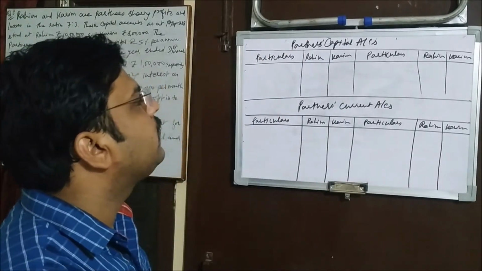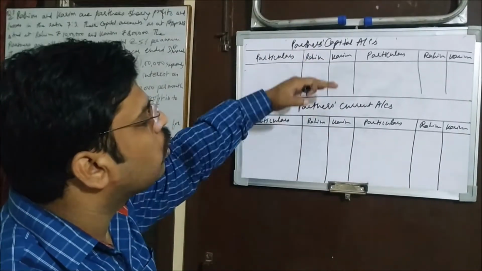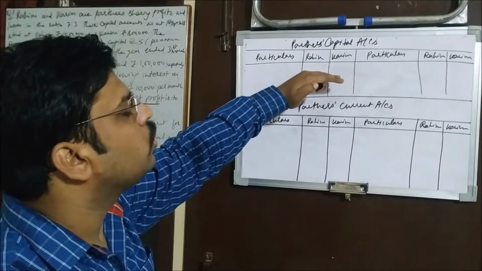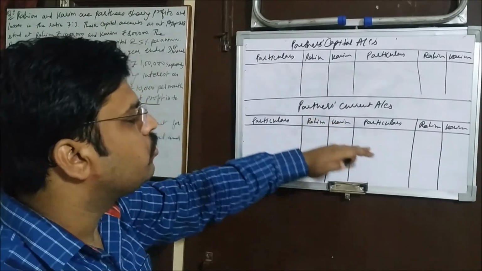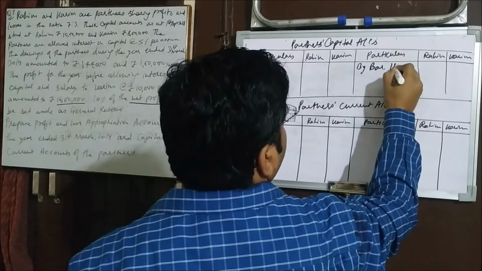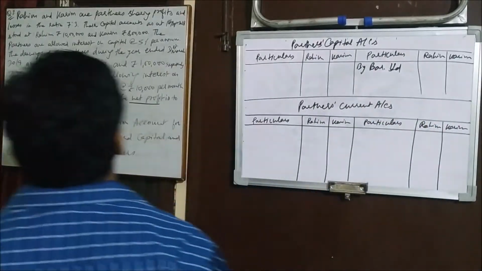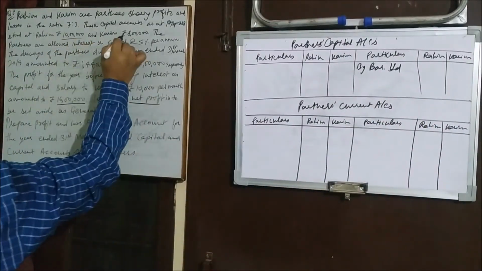Remember one thing, the capital account format is always smaller than the current account, because here we are not going to tackle the adjustments. All the adjustments will be done in the current account. Let's start with the balance b/d. That will be the opening capital. The opening capitals are given there, 10 lakh and 8 lakh.